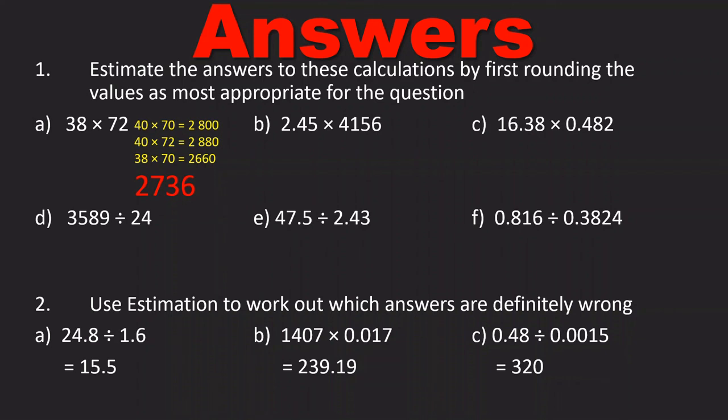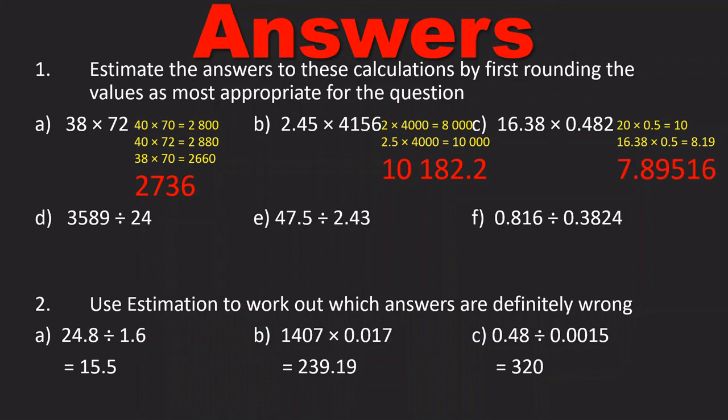For question B, we could have rounded that to 2 times 4,000 or 2.5 times 4,000. Either way, the answer should be approximately 10,000. Question C, you could have rounded to 20 times 0.5. That's a nice easy calculation, half of 20. Noticing that 0.482 is approximately a half, you could half just about any value. So 6.38 times a half is 8.19. That would be a closer estimate. The actual value is 7.89516. Regardless of how you estimated this answer, you should have found that your estimate is a bit less than 10.